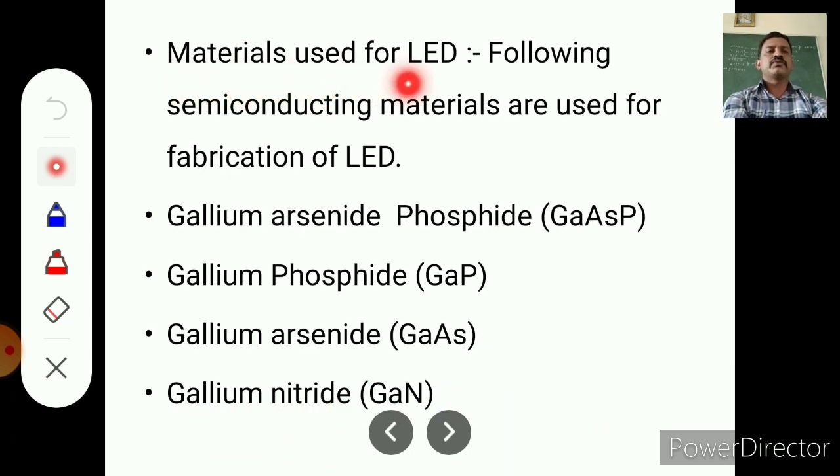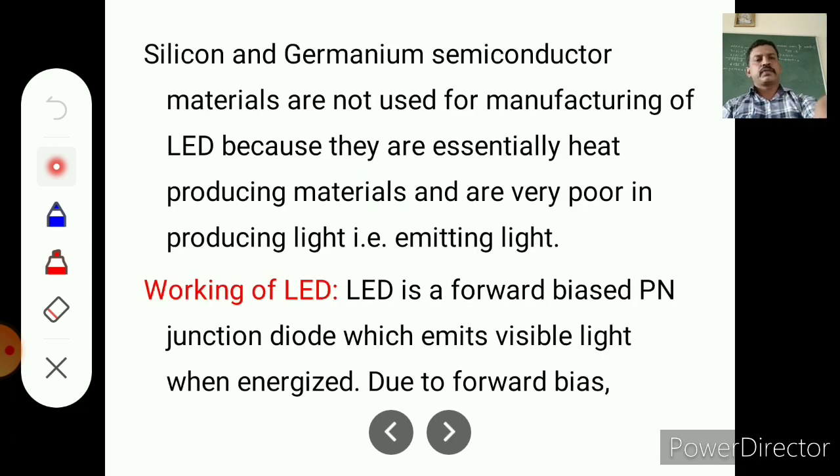Materials used for LED. The following semiconducting materials are used for LED: gallium arsenide phosphide, that is GaAsP, gallium phosphide, that is GaP, gallium arsenide, GaAs, and gallium nitride. These are the different materials we use for the construction of LED, and therefore you will observe different colorful lights due to these materials.